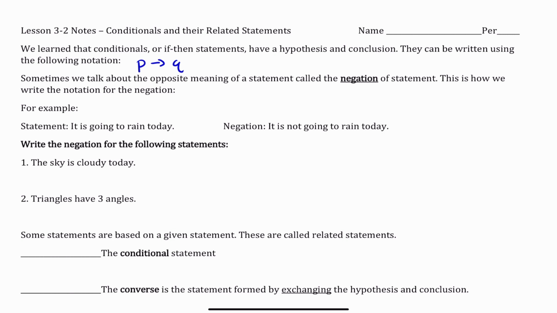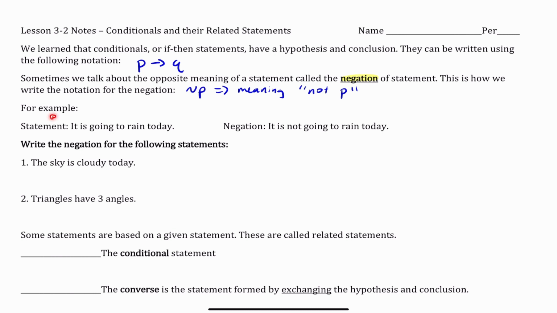Sometimes we talk about the opposite meaning of the statement called the negation of the statement. This is how we write the notation for the negation. Basically, if you have P and you want to negate P, or your hypothesis, you will say not P. This is the meaning right here. The meaning would be not P. This is the symbol that we use. It's a squiggly line or the tilde.